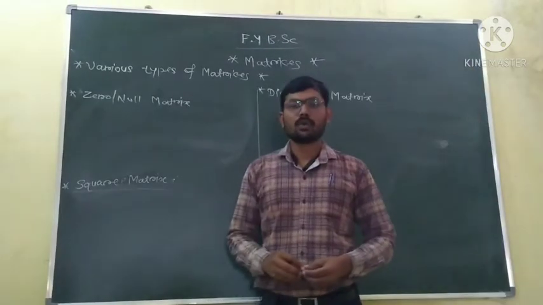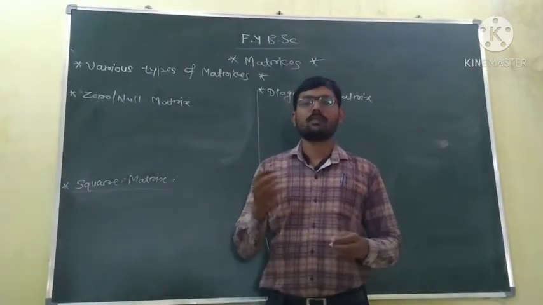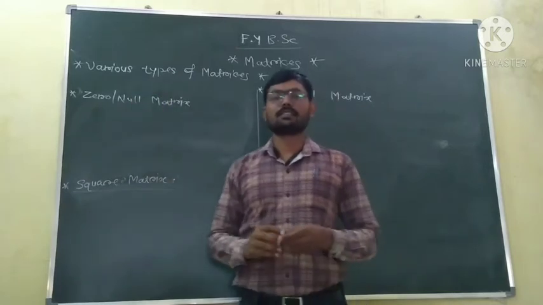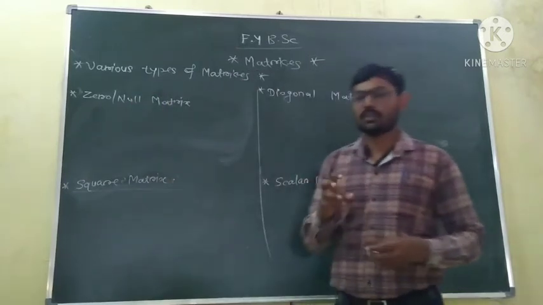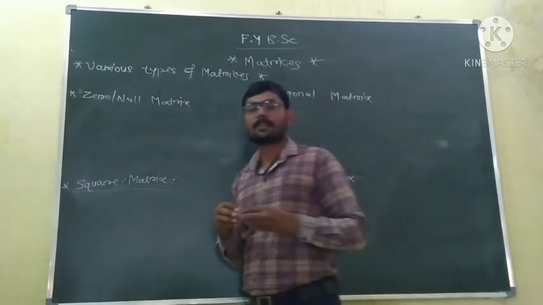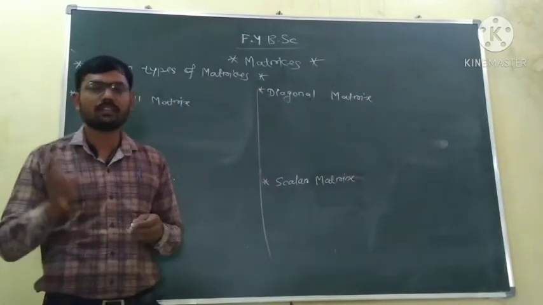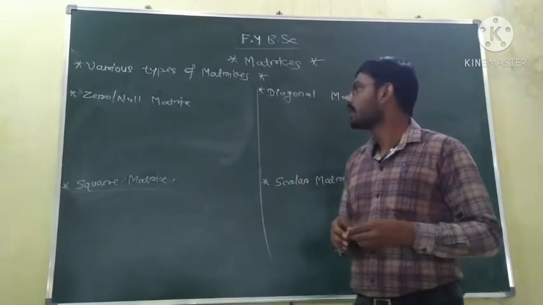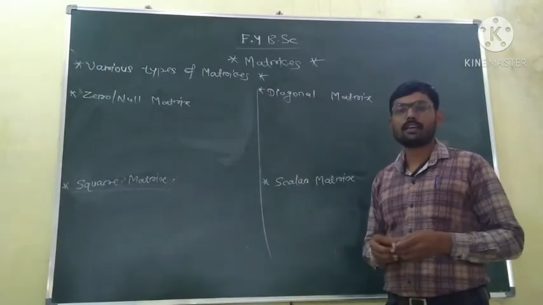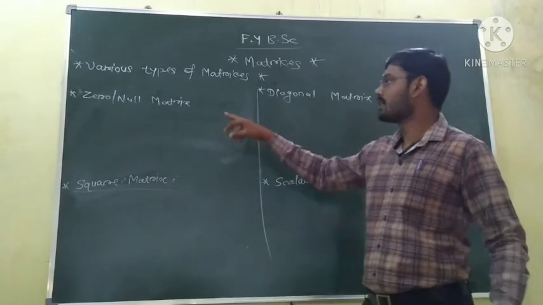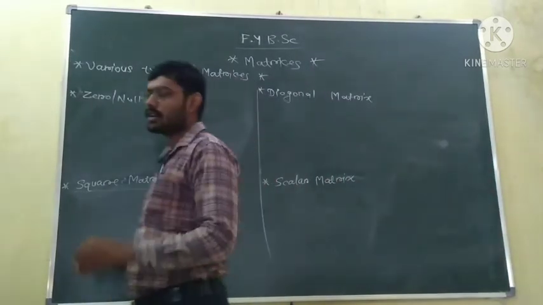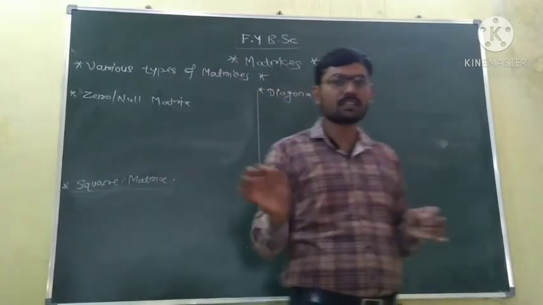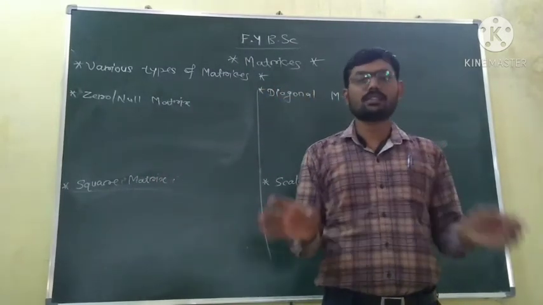Now we will go to the points in which we will see various types of matrices. You may have seen some types of matrices in your 10th and 11th study, but we will revise them again. So the first type is zero or null matrices, a very simple type of matrix in which all the elements are zero.